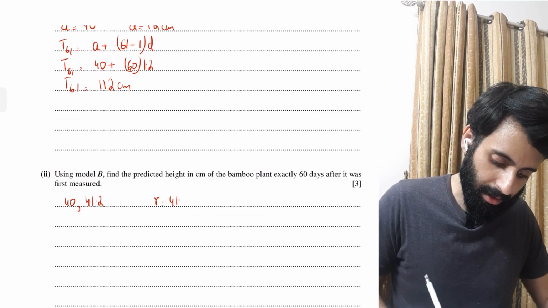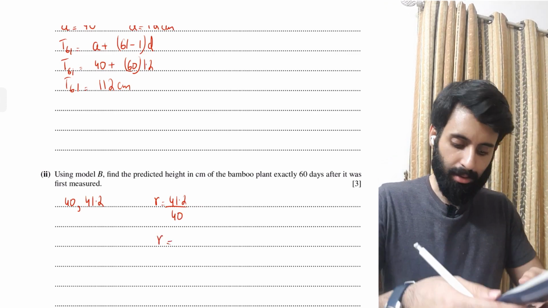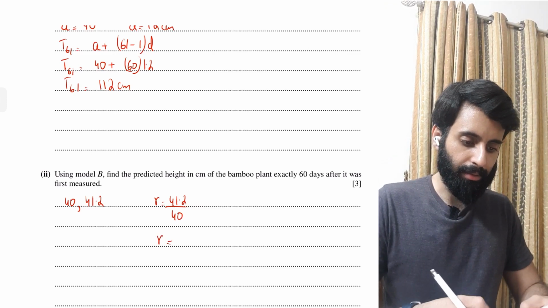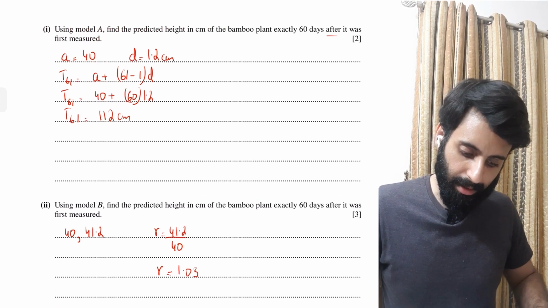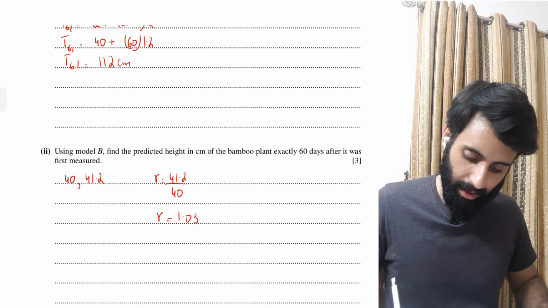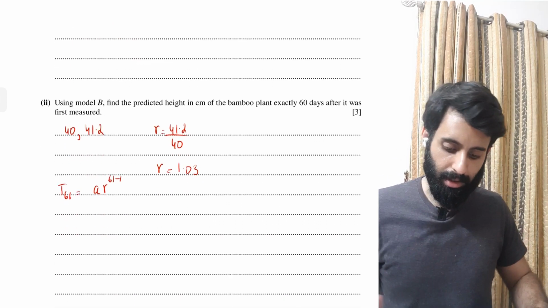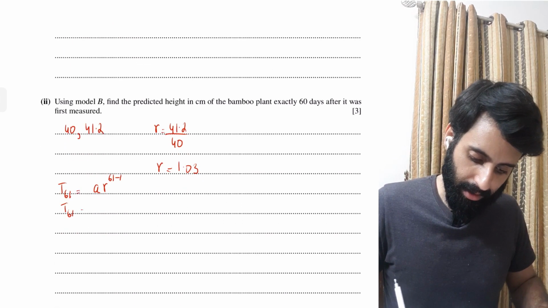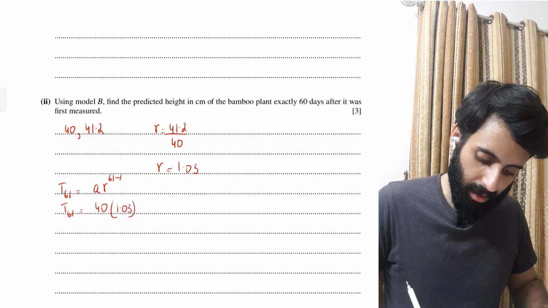So using this, I can figure out what the common ratio is. All I've got to do is 41.2 over 40. So R is equal to, let's see, 41.2 divided by 40. So we're looking at 1.03. So if R is equal to 1.03, I need to find out the 61st term. The way to do that would be A R raised to the power n minus 1, which is going to be 61 minus 1. So the 61st term is going to be equal to 40 times 1.03 to the power of 60.